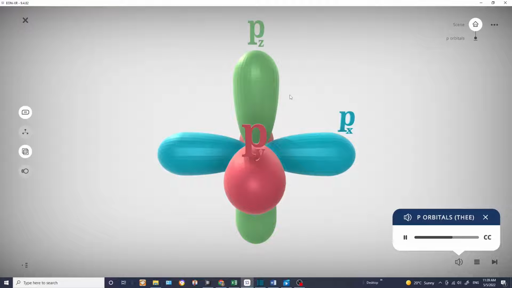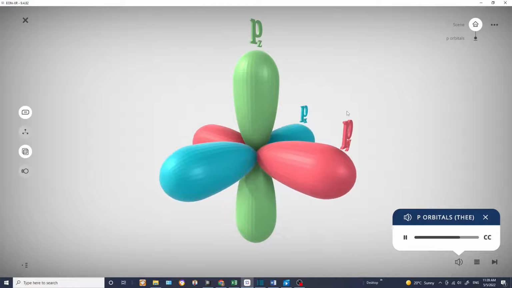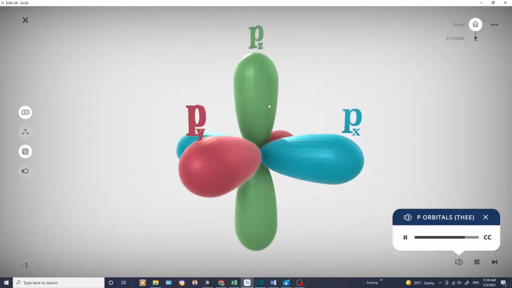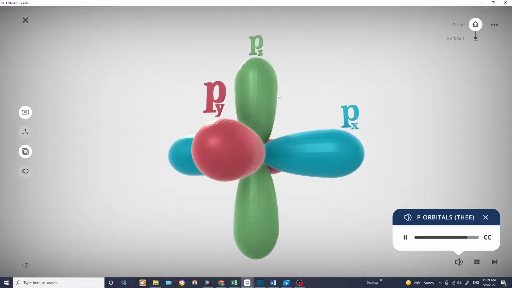Then we have the green one, the pz, so this particular p orbital is lying on the z-axis. Then we also have the py, the red color, and it's lying on the y-axis. So we have 3 p orbitals, each lying on an axis.